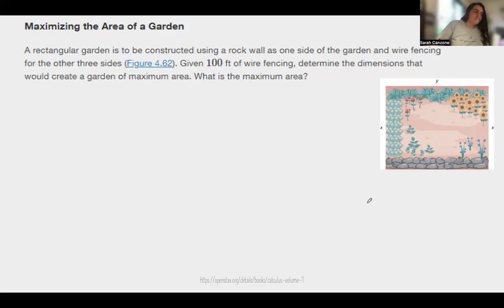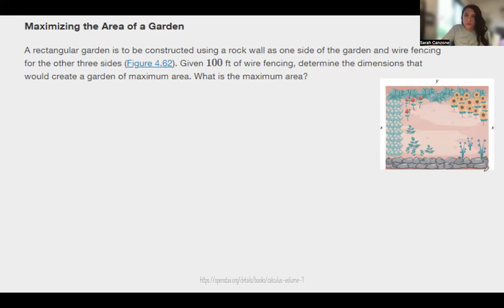So this is a rectangular garden is to be constructed using a rock wall as one of the sides and wire fencing for the other three sides. Given 100 feet of wire fencing, determine the dimensions that would create a garden of maximum area. What is the maximum area? So the key here is we see that we have a rock wall as one of the sides.